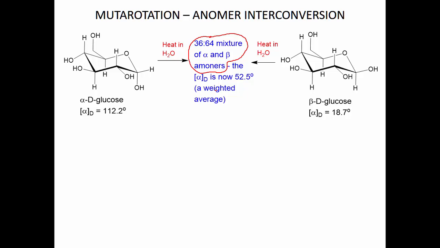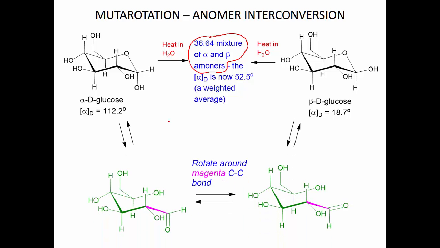How does this interconversion happen? Mutarotation is just a name for the interconversion of two anomers. So what happens here is in water, we equilibrate with the open chain form. This equilibrium, actually I have it as an equal equilibrium, it's really heavily favoring the closed chain form. But there's enough of this generated, and once you generate this, you can rotate around that C-C bond there, the one that I've shown in magenta.